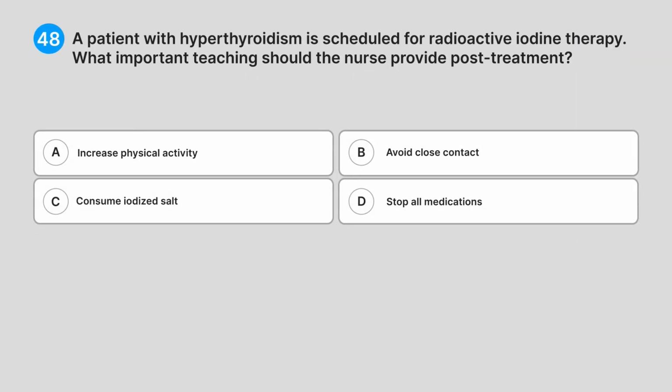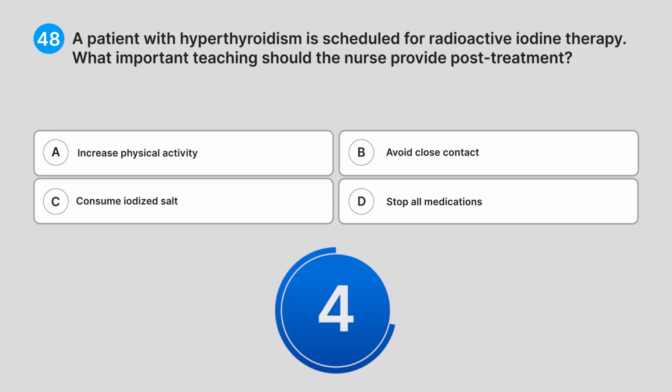48. A patient with hyperthyroidism is scheduled for radioactive iodine therapy. What important teaching should the nurse provide post-treatment? A. Increase physical activity. B. Avoid close contact. C. Consume iodized salt. D. Stop all medications. Do you know the answer?